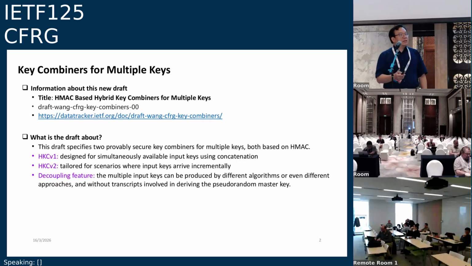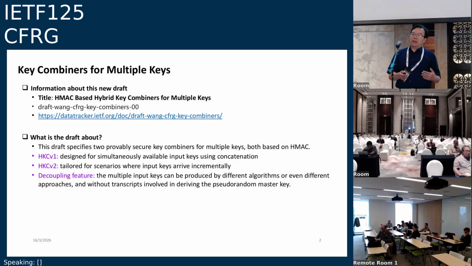This beginning is just basic information about the draft. We propose a provably secure key combiner for multiple keys based on HMAC, called HKCV1 and HKCV2.